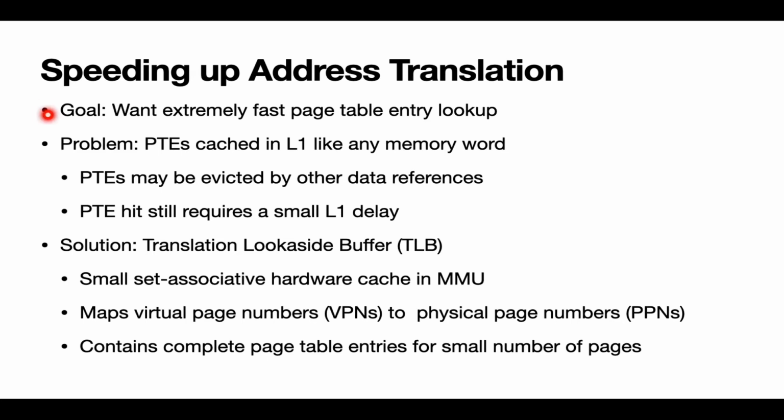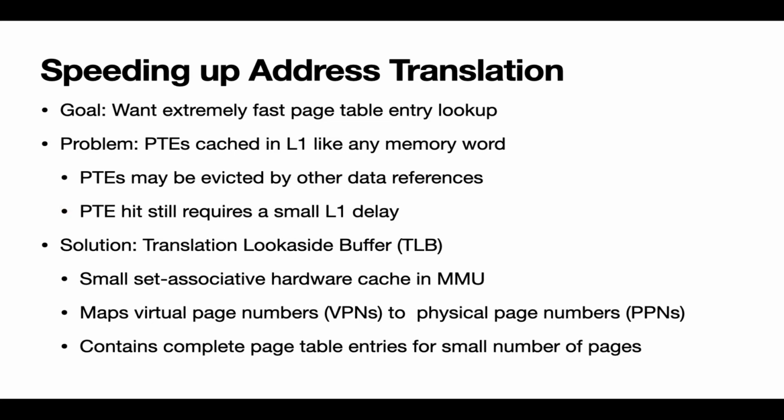So we want that to be as fast as we possibly can make it. The problem is that those page tables are currently stored in memory. Now, we're going to get a little bump, actually a considerable bump in performance, because like any other memory access, those page table entries are going to end up in cache. But even if they get into cache, they're still subject to being evicted by any other data references that happen to conflict with them. And even if they're in cache, we still have to pay a slight delay to get stuff out of L1 that's going to reduce the overall performance of our program.